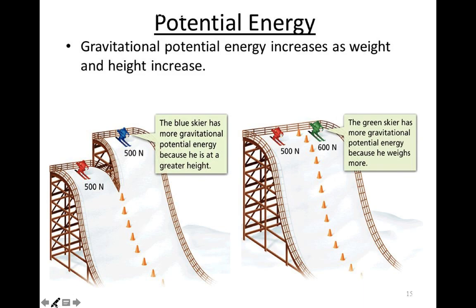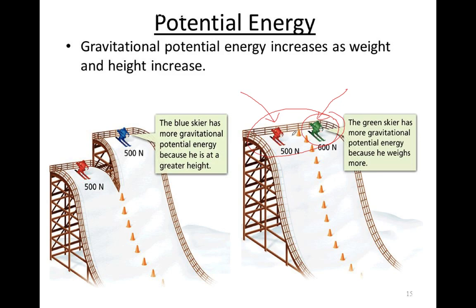And in the second case, over here, we have two skiers at the same height, but the green skier has more mass. He weighs more. And the red skier has a lower mass. So the green skier has more gravitational potential energy even though the green skier is at the same height.